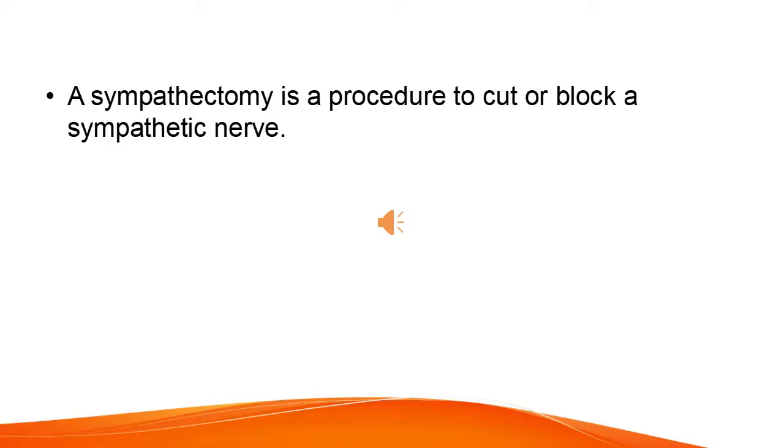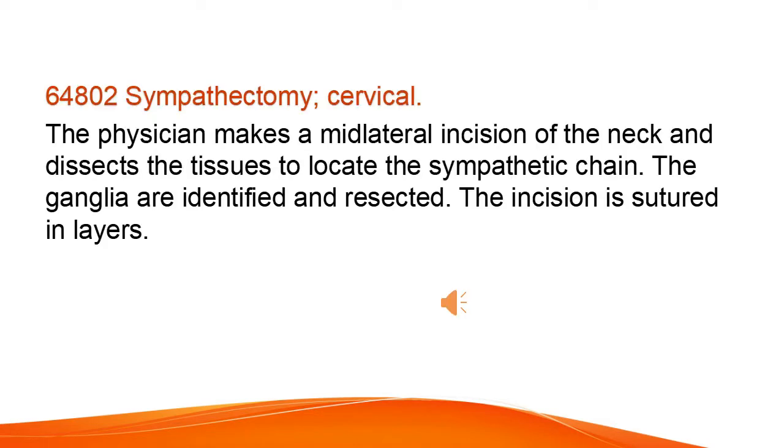A sympathectomy is a procedure to cut or block a sympathetic nerve. Sympathectomy Cervical. The physician makes a midlateral incision of the neck and dissects the tissues to locate the sympathetic chain. The ganglia are identified and resected. The incision is sutured in layers.